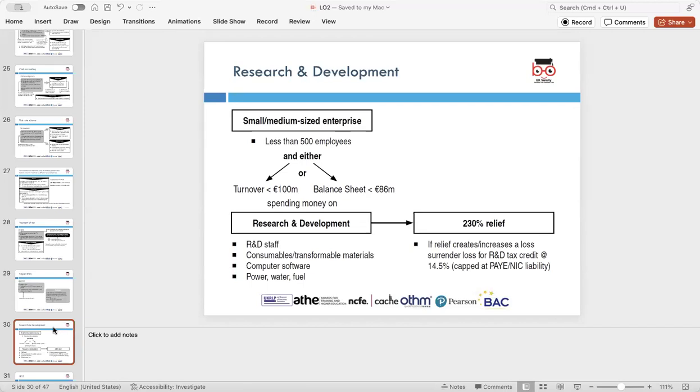For SMEs investing in research and development, the relief offers significant benefits. It allows them to claim generous tax relief of 230% on qualifying research and development expenditure. This includes various expenses such as staff costs, consumable or transferable materials, computer software, and even expenditure on power, water, and fuel directly related to research and development activities.